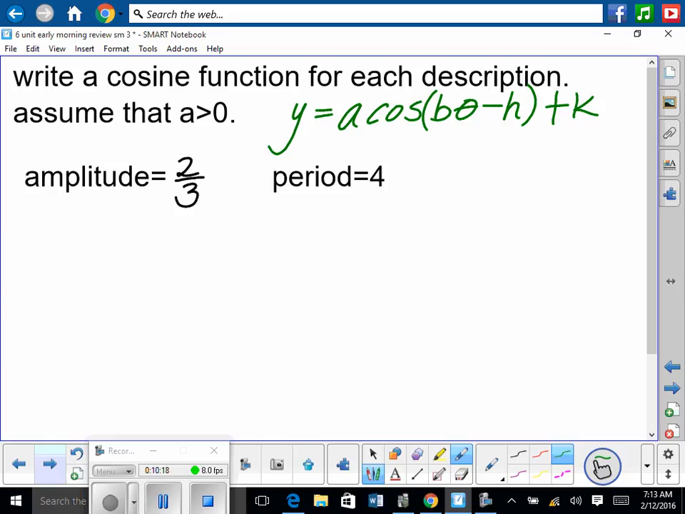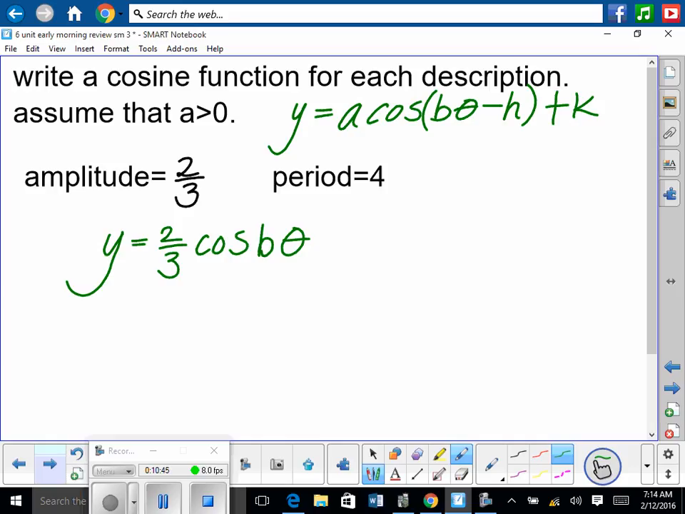So amplitude's 2/3, period's 4, okay? Was period anywhere in here? No, right? Okay, so we've got to say, okay, there's no shift up and down, no shift left and right. So we know for sure it's like this. Y is equal to 2/3 cosine of b theta. Well, there's no shift left and right, no shift up and down, right? So that's as far as I'm going to get for a second. And we know b is the number of cycles from 0 to 2 pi.